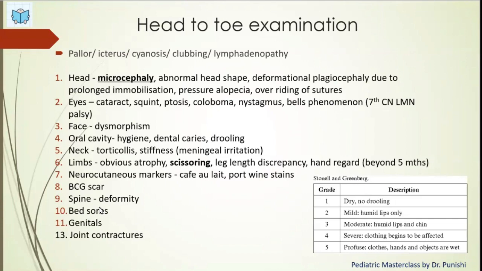So it's common, it's troublesome, and that is why positioning the child, especially one who has severe contracture or severe spasticity, is very important so that you prevent these complications of bed sores, especially on the pressure points like the shoulders, the buttocks, the scalp, etc. Genitals and joint contracture. Joint contracture examination is something that needs to be given a lot of importance, and we'll see that in the next few slides. But never forget to mention examination of contractures in your head to toe.